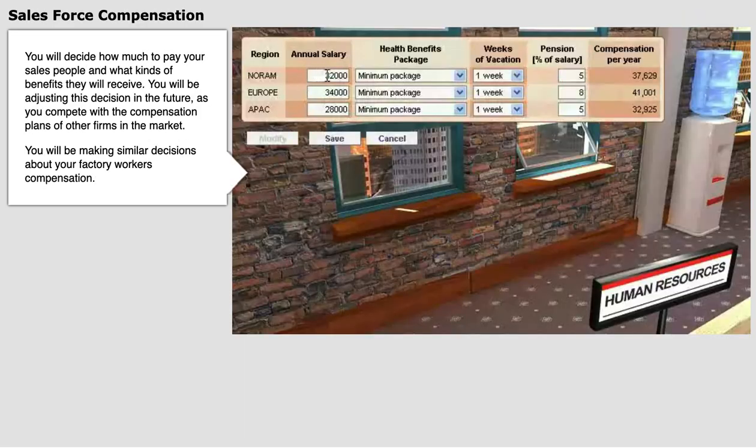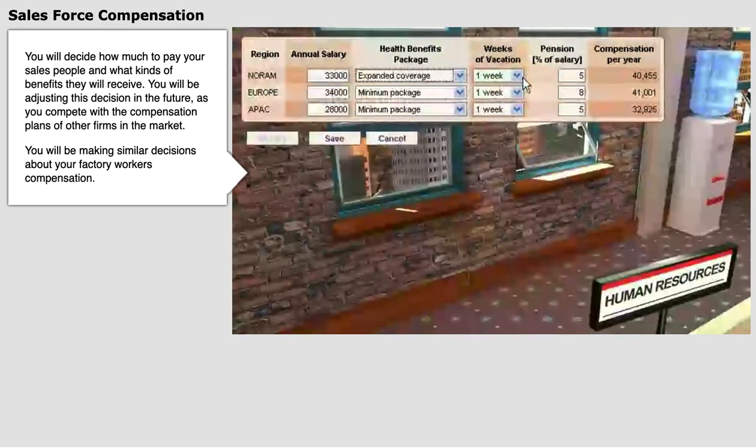You will decide how much to pay your salespeople and what kinds of benefits they will receive. You will be adjusting this decision in the future as you compete with the compensation plans of other firms in the market. You will be making similar decisions about your factory workers' compensation.